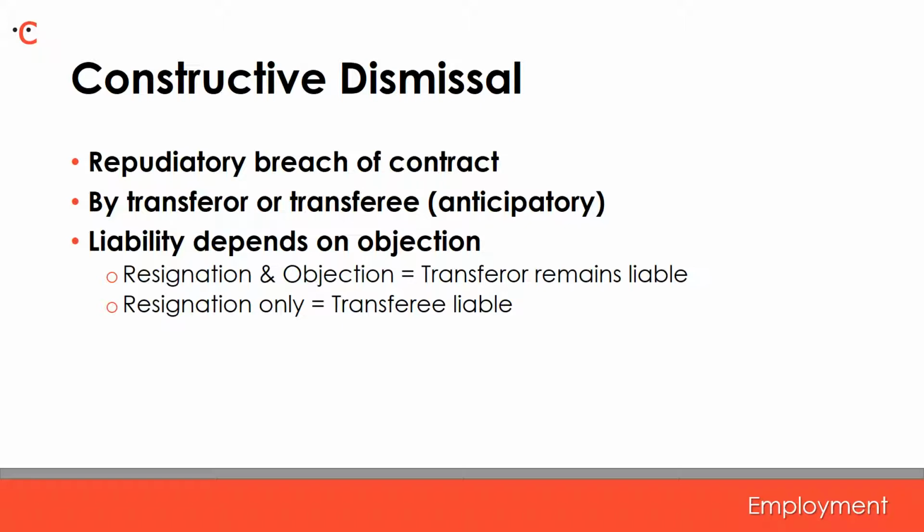The resignation may or may not be accompanied by an objection to the transfer, and this is important as it determines who will be liable, the transferor or the transferee. If the employee objects to the transfer as well as resigning, then the transferor retains all liability as the employee's contract will not transfer. If, however, the employee resigns without objecting to the transfer, then the usual position under TUPE applies, and the transferee will be liable if the sole or principal reason for the constructive dismissal is the transfer.